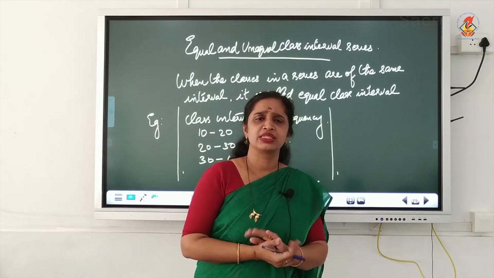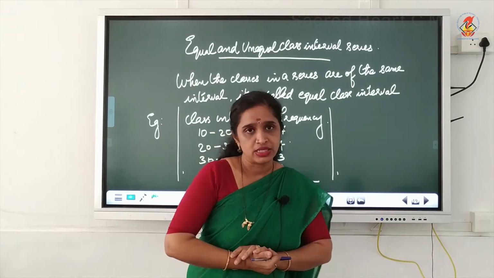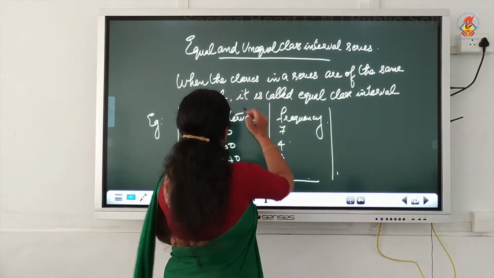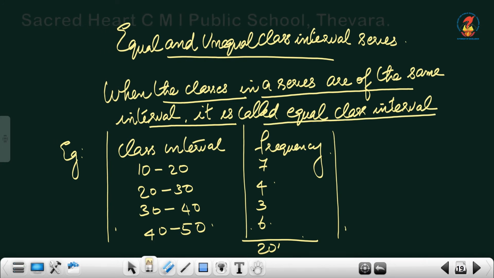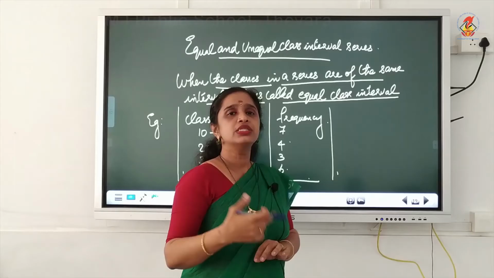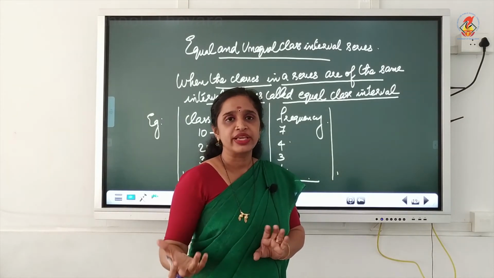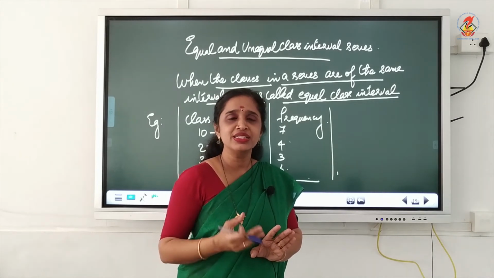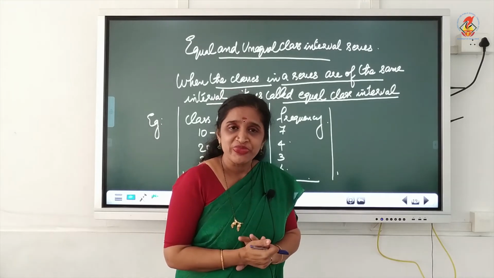What is meant by unequal and equal class interval? From the name itself you can answer that. What is an equal class interval? When the classes in a series are of the same interval, it is called equal class interval. For example, 0 to 10, 10 to 20, 20 to 30, 30 to 40. What is the size of the class interval? And there is a continuity. The size of the class interval here is 10 throughout. Therefore, it is an equal class interval.